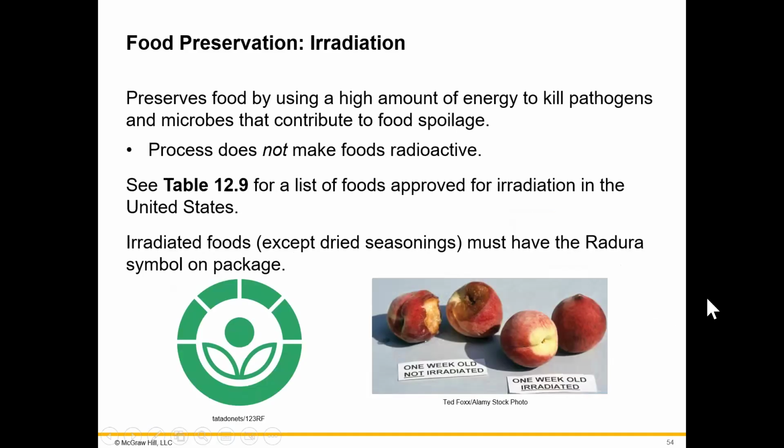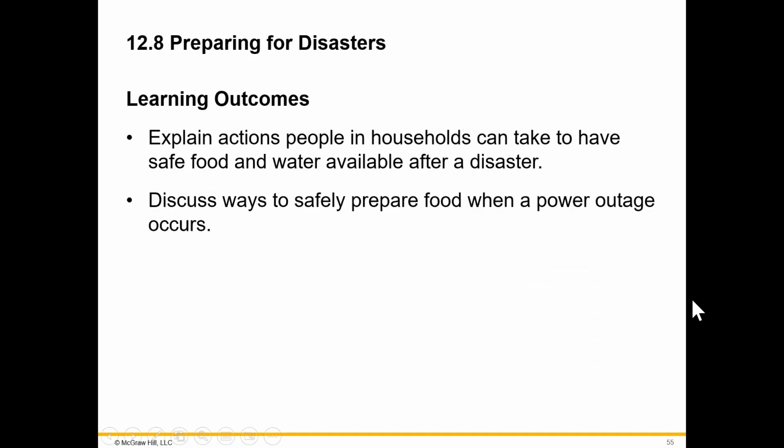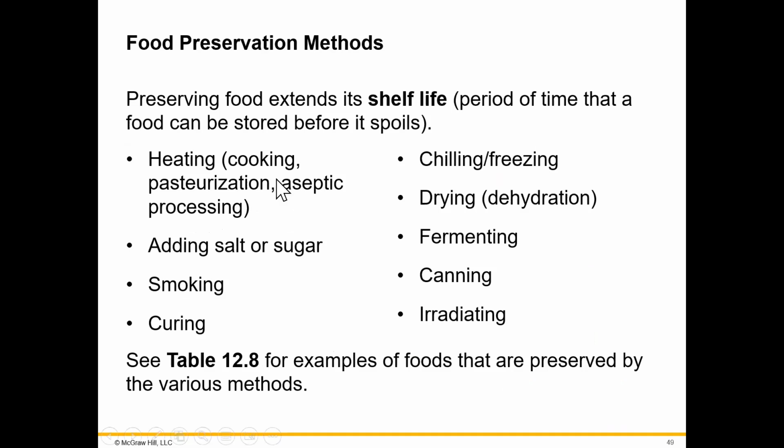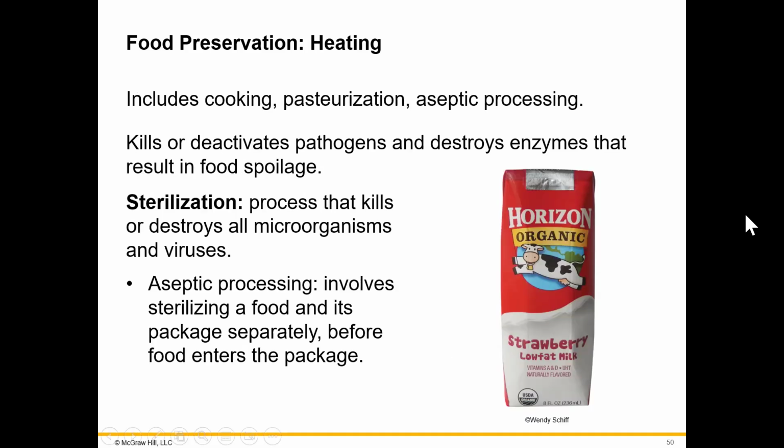So, the variety of food preservation methods that we have: you have heating, which is cooking or using any type of heat, whether it's low heat, which is pasteurization, or reaching that internal minimum temperature, which we talked about in part two, with actually cooking the food. Using salt and sugar as preservatives, smoking, curing, chilling foods, drying, fermenting, canning, and irradiating. So let's go through each one real quick.